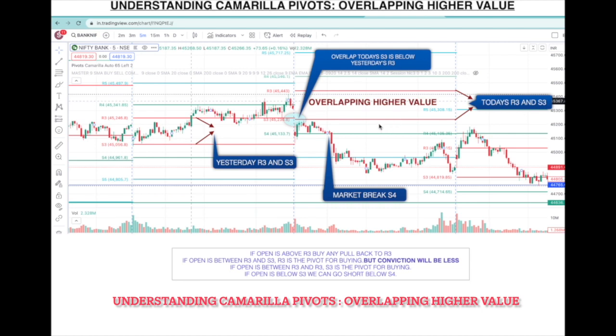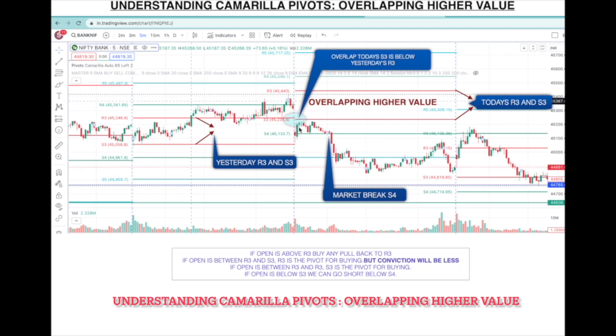Now overlapping means here you can see today's S3 is not completely above yesterday's R3. S3 is in between R3 and S3 of the previous day. So there is an overlap here. You can see the overlap. That is all. This overlap can be here or here, wherever it can be. This line can be anywhere in between these two. Then it is called an overlapping higher value relationship. The more the overlap, the less the bullishness, or mild bullishness will be there. If the overlap is very little, then there is going to be better bullishness.